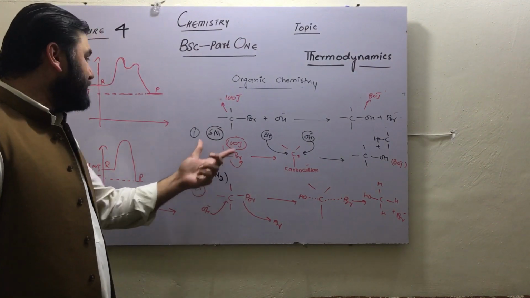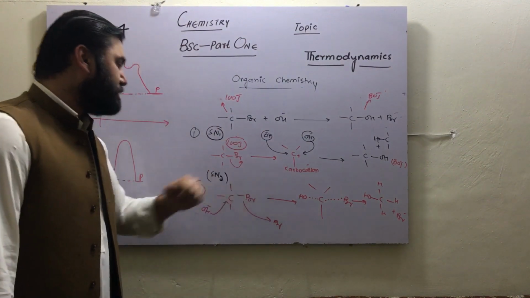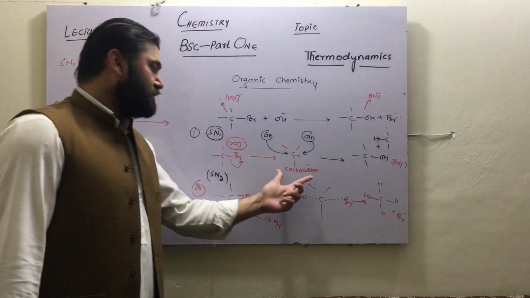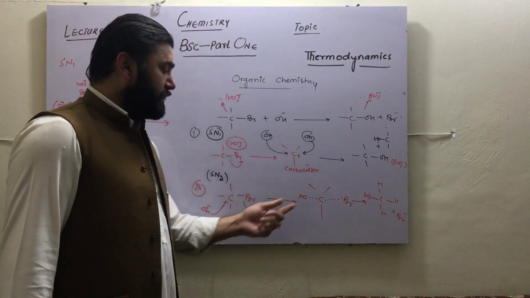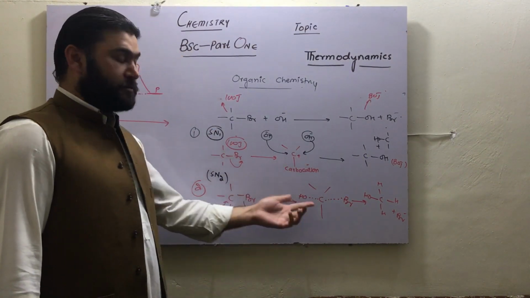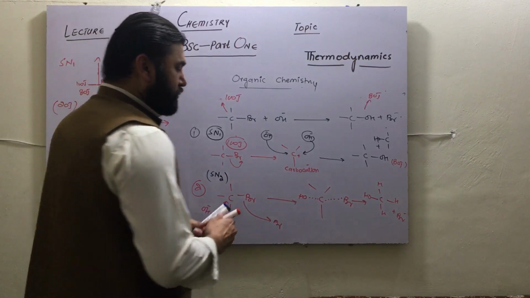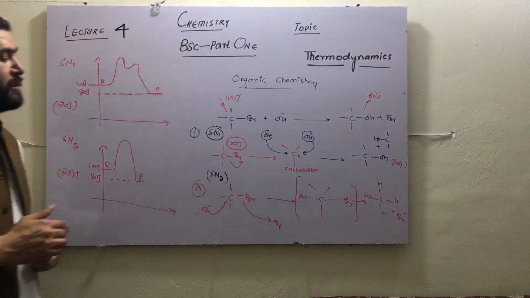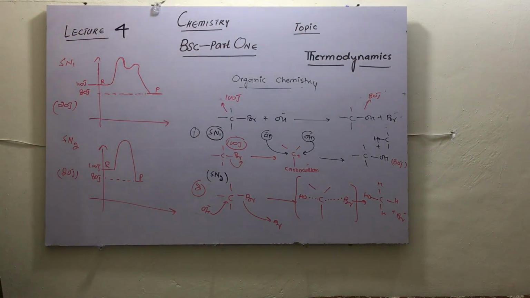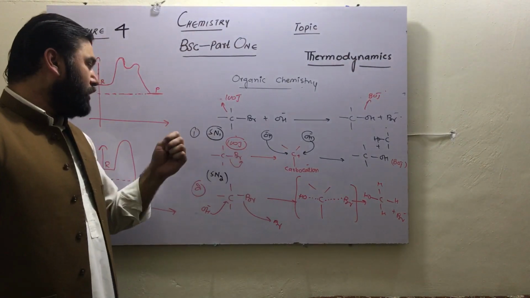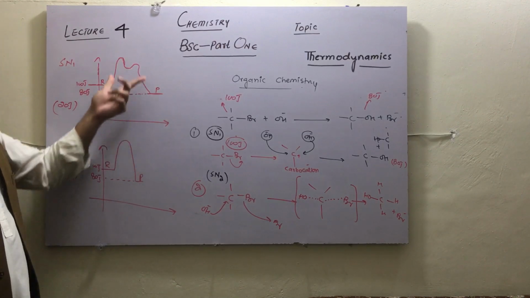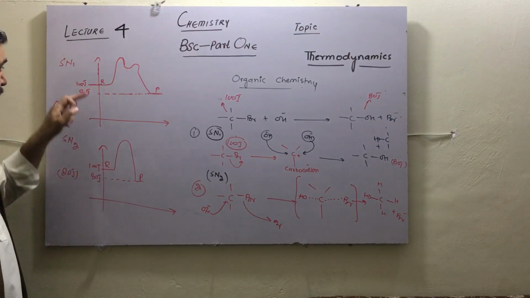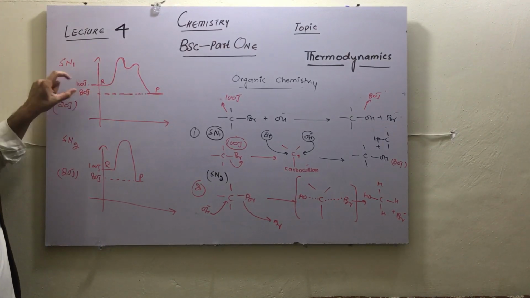The most important thing is that one is a two-step reaction and the other is a single-step reaction. Here a carbocation is formed. Here a carbocation is not formed. Here a complex compound is formed, we can say an activated complex state is formed over here. So here we can see that this happens in two steps and here in one step, but the initial and final difference is the same.